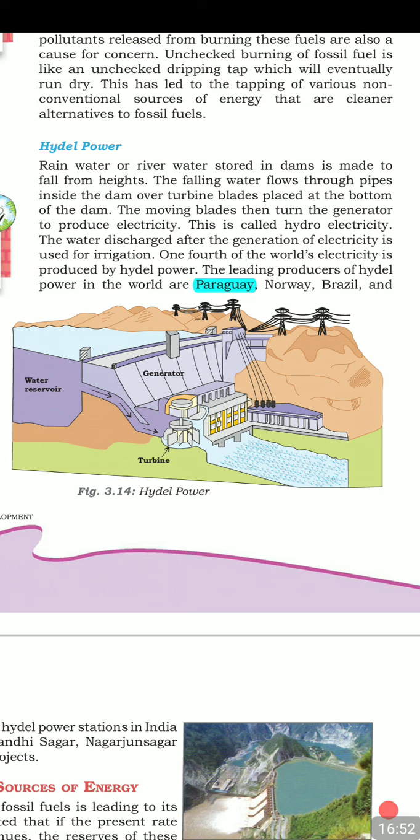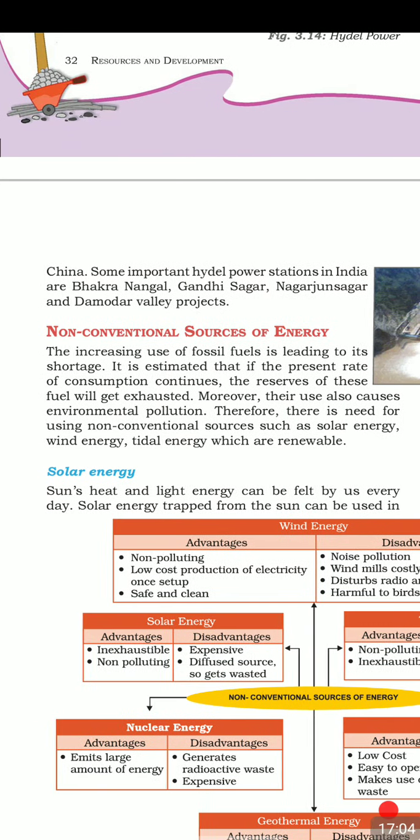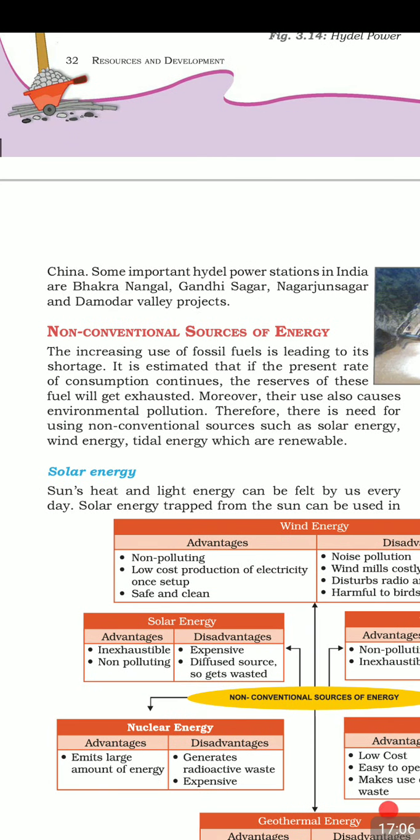The water discharged after the generation of the electricity is used for irrigation. 1/4 of the world's electricity is produced by this power. The leading producers in the world are Paraguay, Norway, Brazil, right? China. Some important power stations in India are Bhakra Nangal, Gandhi Sagar, Nagarjun, right?